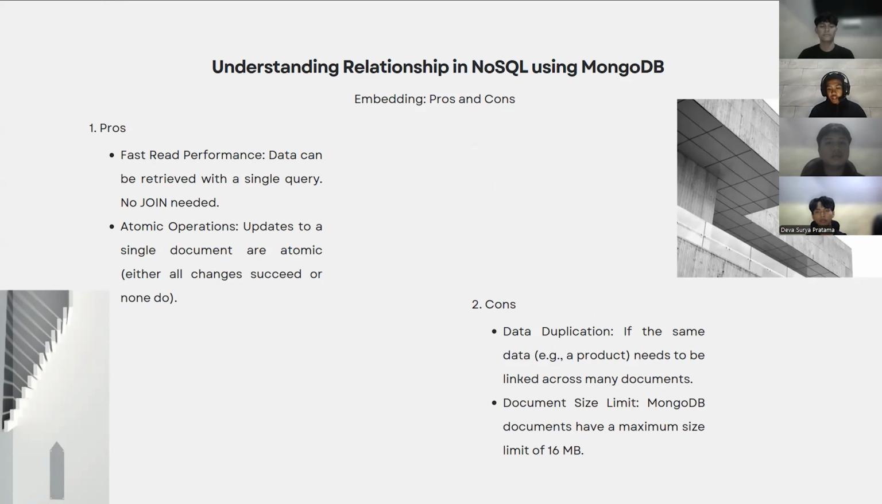Next is the cons. The cons of using embedding is data duplication, if the same data, for example a product, needs to be linked across many documents. And the second one is the document size limit. MongoDB documents have a maximum size limit of 16 megabytes.